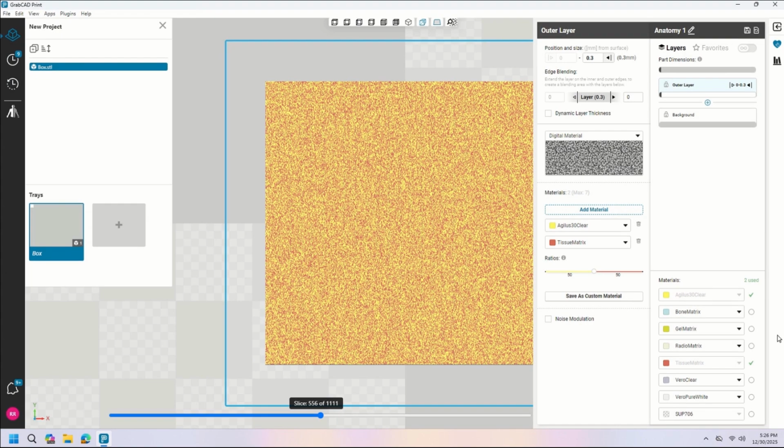Let's talk about limitations. Digital Anatomy Creator is a powerful tool with endless capabilities, but some limitations exist to keep printer components safe. The first one is the outer layer thickness. The outer layer must be at least 0.3 millimeters thick. It can be thicker, but not thinner.